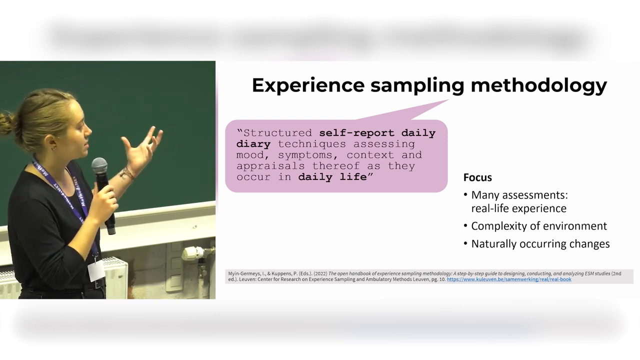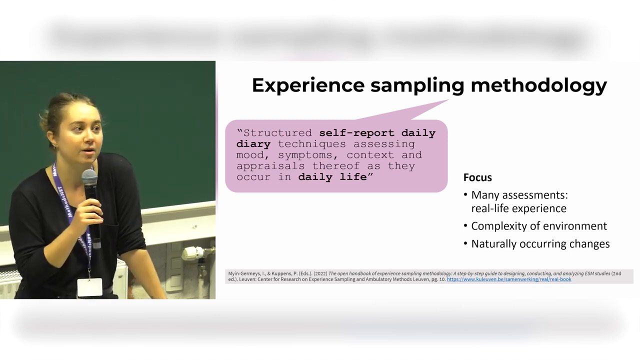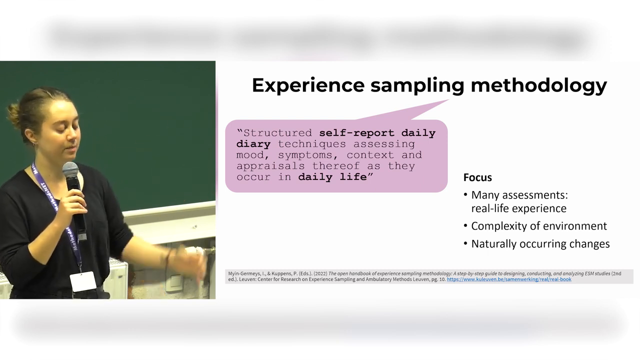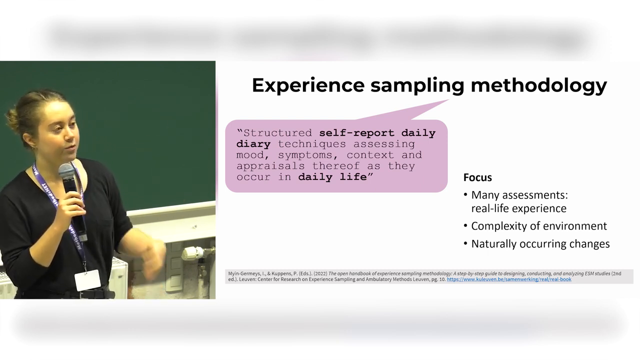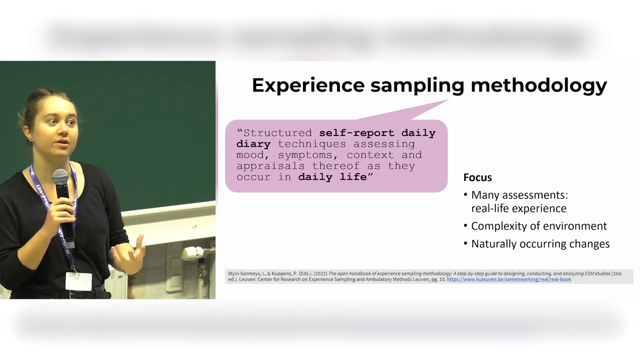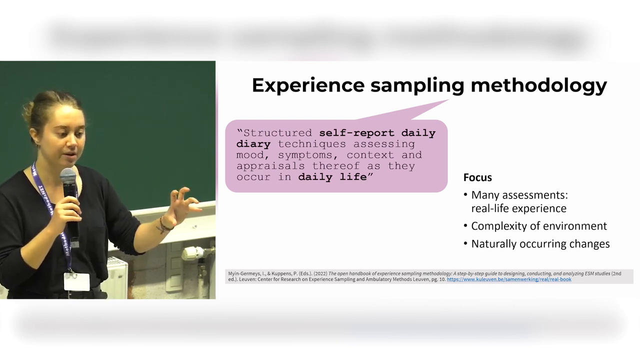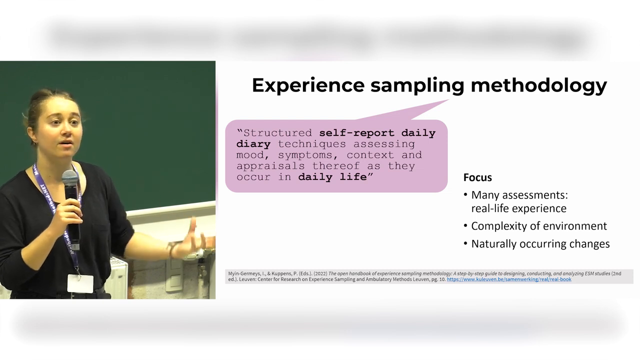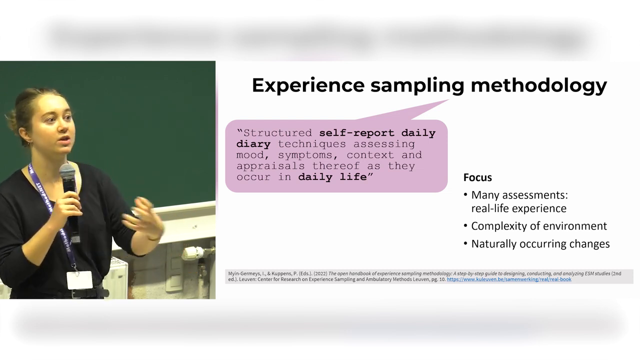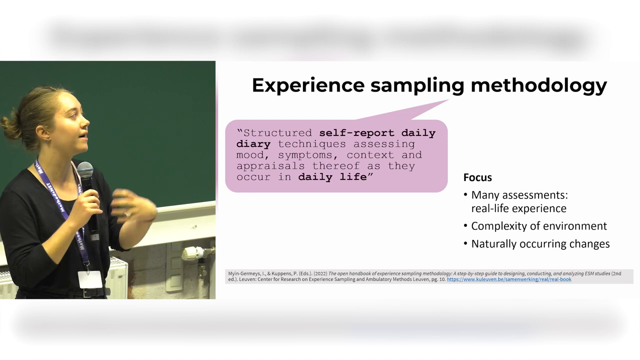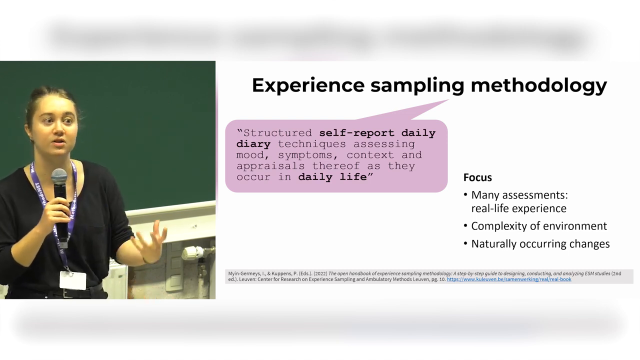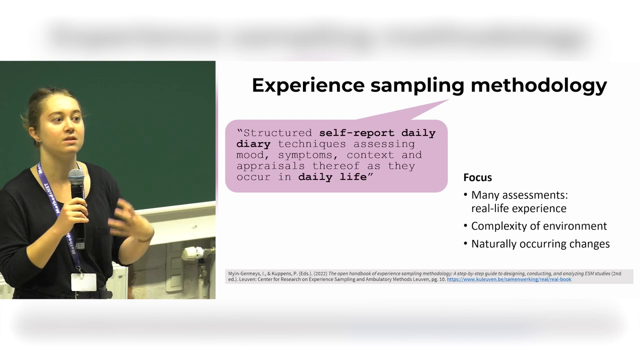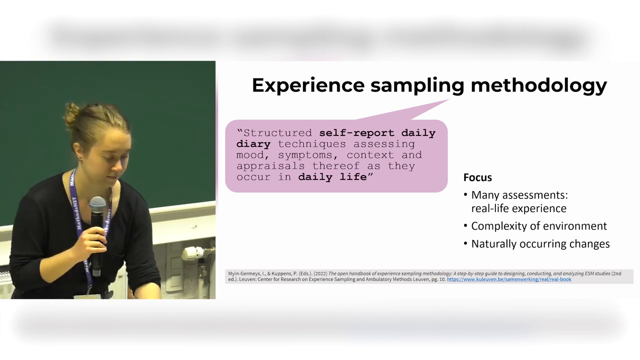So another big aspect is to look at the complexity of environment. So for psychology, this was contrasted to the lab environment. And through this, to look at really naturally occurring changes. So instead of controlling everything in a lab, really looking at how people are in different contexts every day, so how might things change from one context to the next, or if they have some kind of big event that's a change in their life, how might that change their experiences, their emotions, and so on.